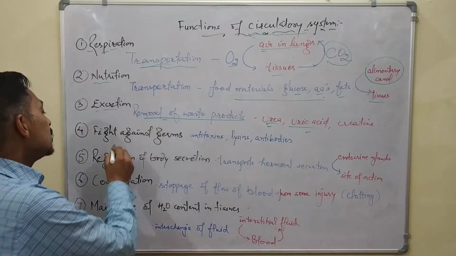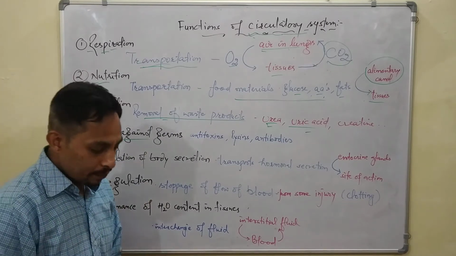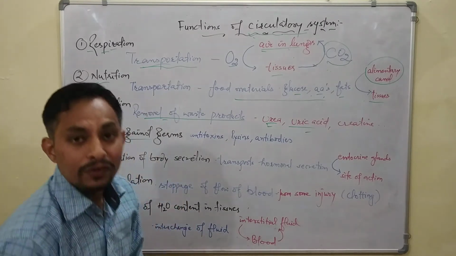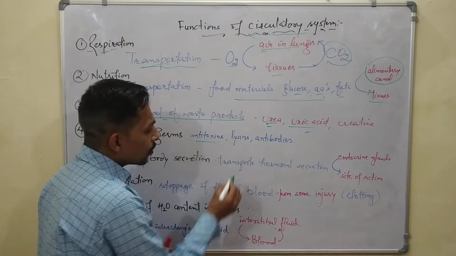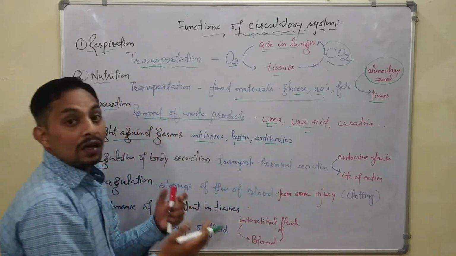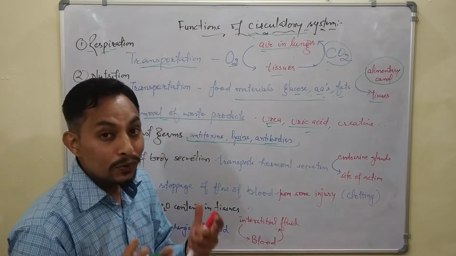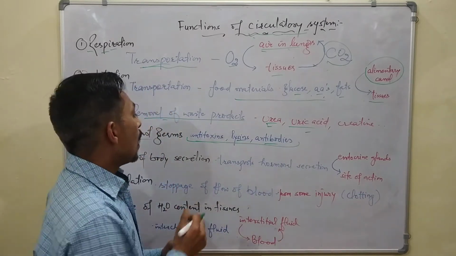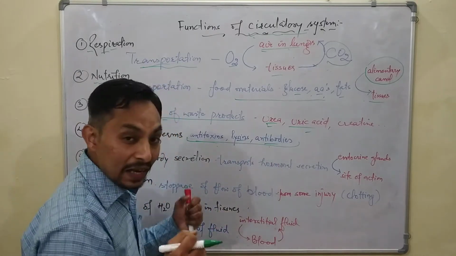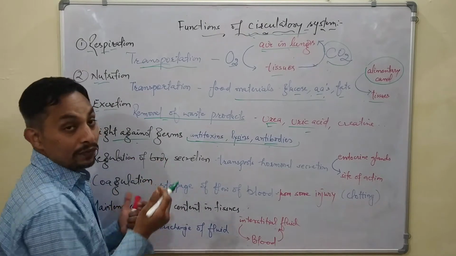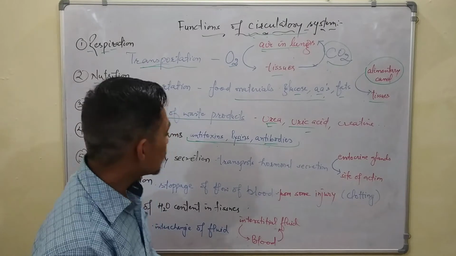Likewise, fight against the germs. This function is not so obvious, but still we can say that in the fight against the germs, substances like antitoxins, lysins, and antibodies are produced in the blood itself. So ultimately, they are going to fight against the germs. Exactly. So we can easily say that this again is a function of the circulatory system itself.